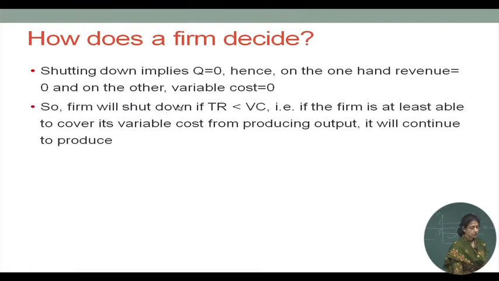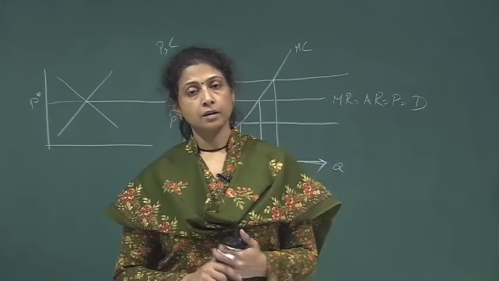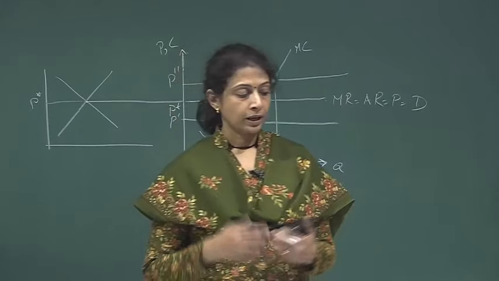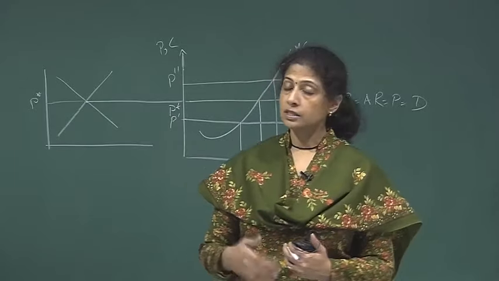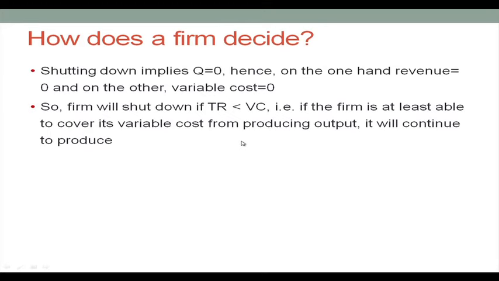So the firm will shut down if total revenue is less than variable cost. That is, if the firm is at least able to cover its variable cost from producing output, it will continue to produce. But the firm will shut down if the revenue that it earns by producing is actually less than the variable cost that it incurs because it is producing that output.